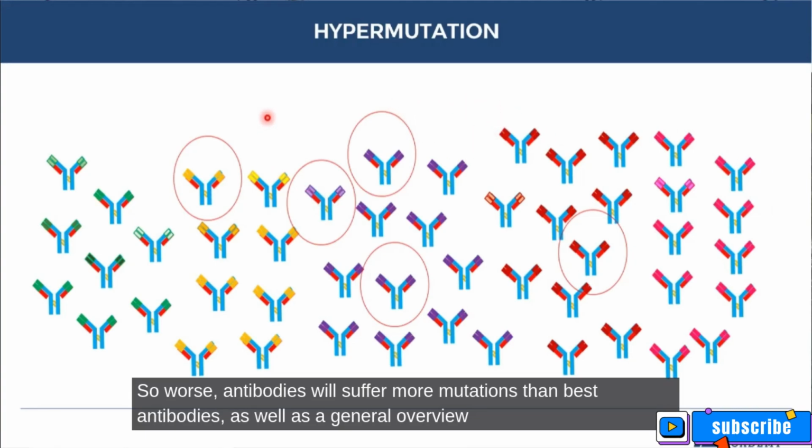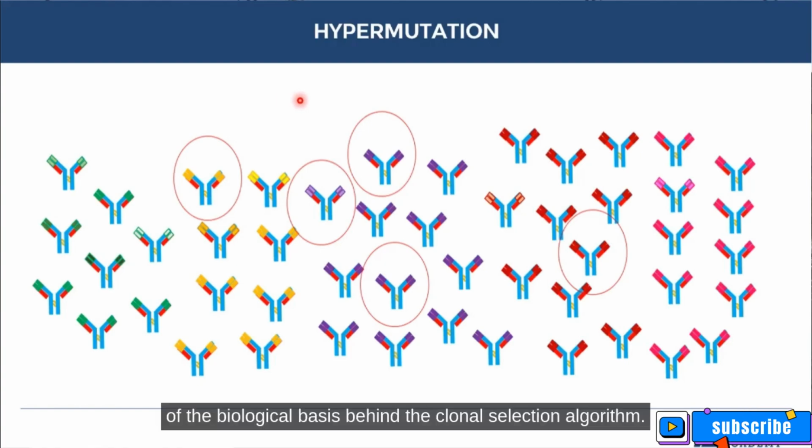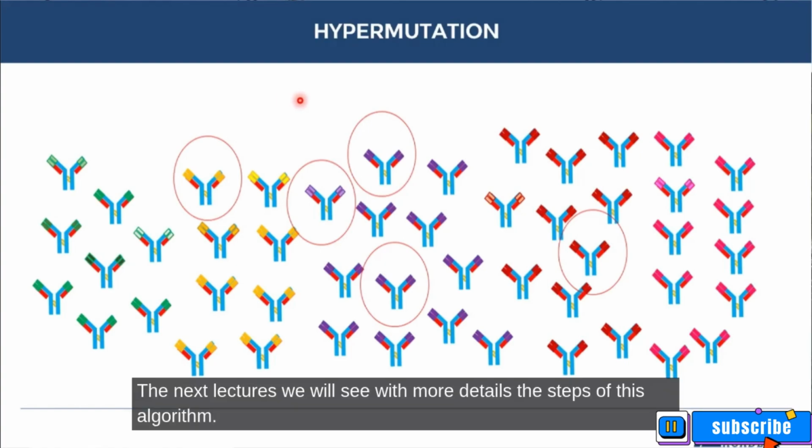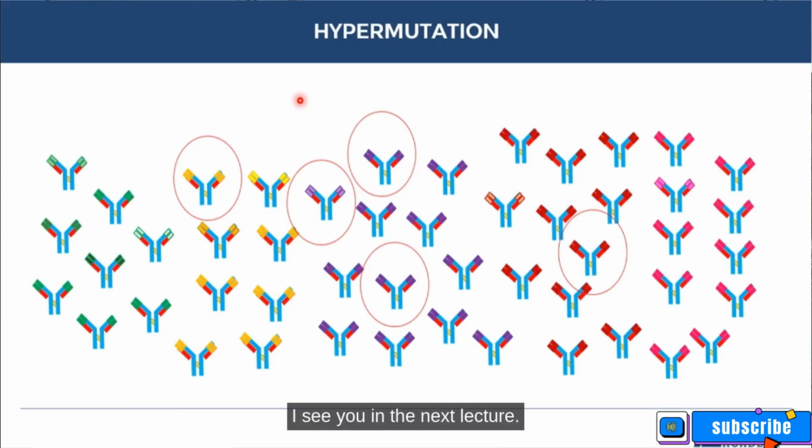This was a general overview of the biological basis behind the clonal selection algorithm. In the next lectures, we will see the steps of this algorithm in more detail. I'll see you in the next lecture.